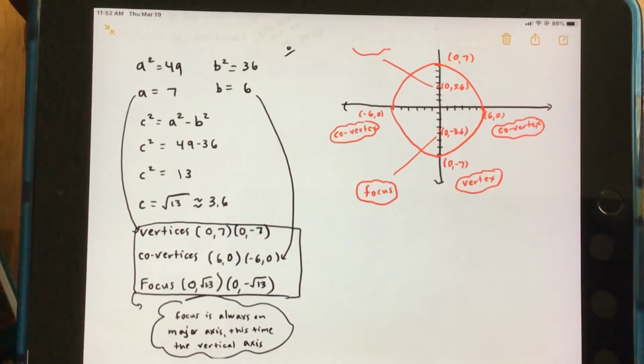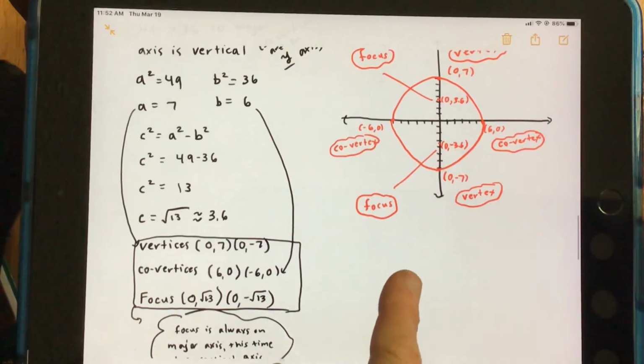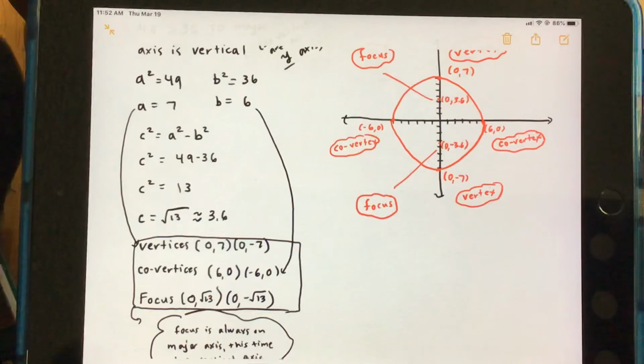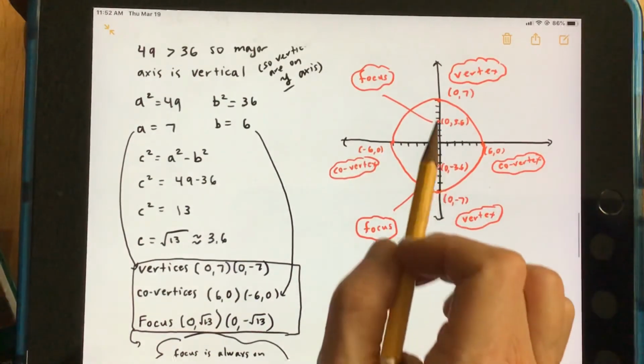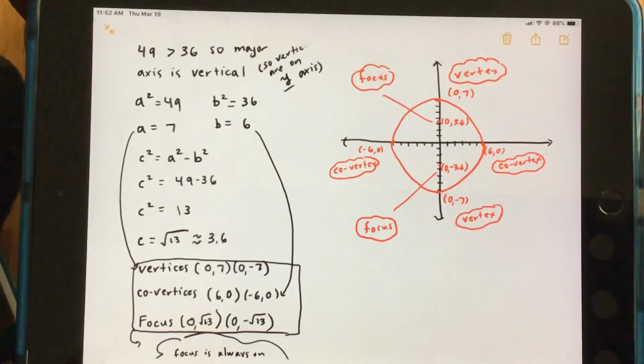My foci will lie on the major axis, which in this case is the vertical axis. That's why you see zeros for x-coordinates. So my foci are at (0, root 13) and (0, negative root 13). Notice on my graph here, I actually put the approximation for the values of the square root of 13 to make sense of where those foci are. The foci are always inside of your ellipse, and the focus points are always on the major axis, the longer axis. In this case, the vertical axis.